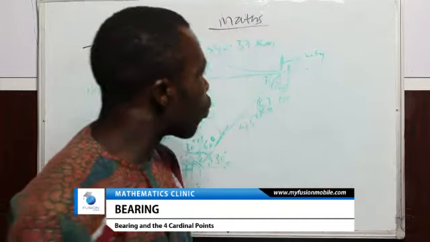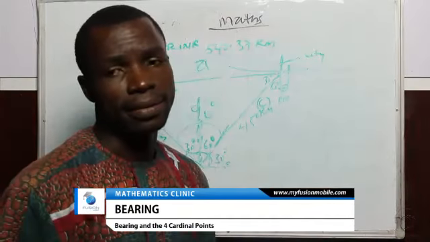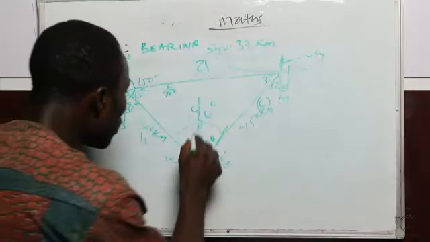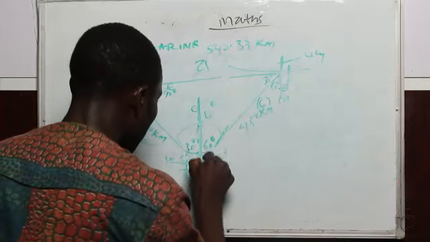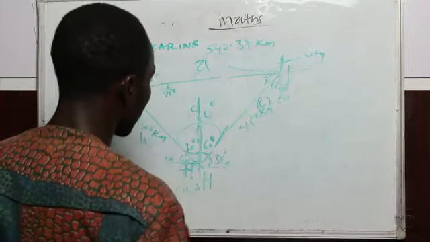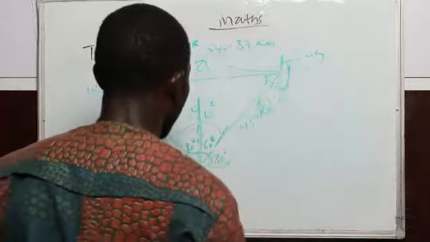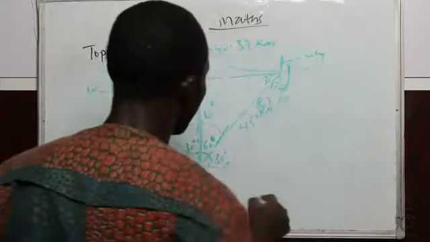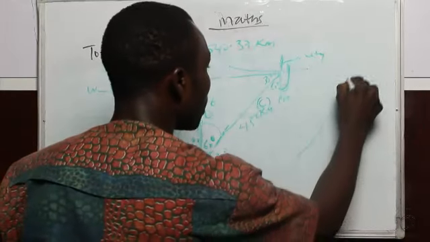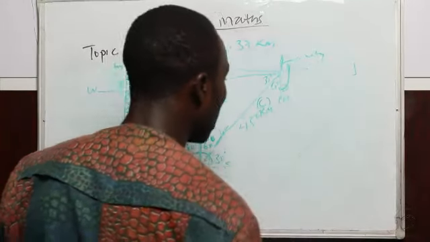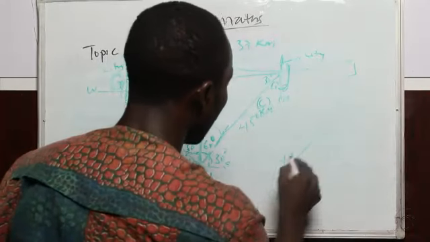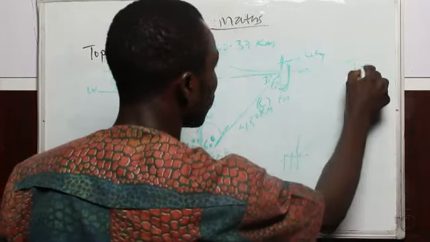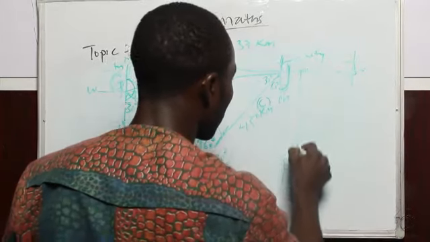Now, if the questioner asks, how far north of H is J? How far north of H? This is H. This is J. How far north of H is J? Now, from this diagram, we discover that we have city J, we have H. They now say, how far north of H is J? So this is the north.